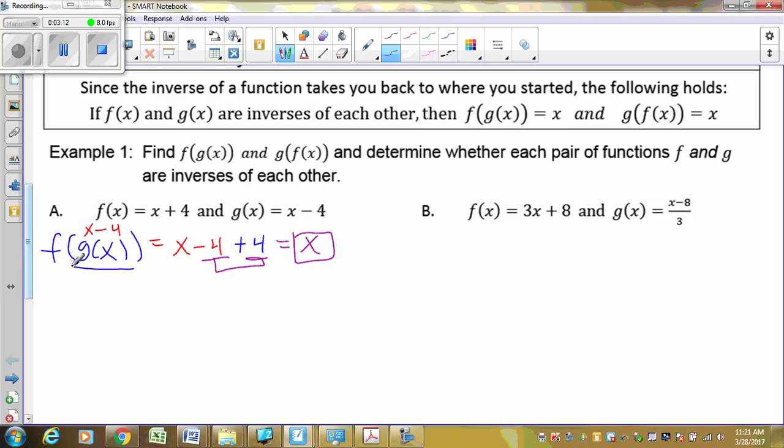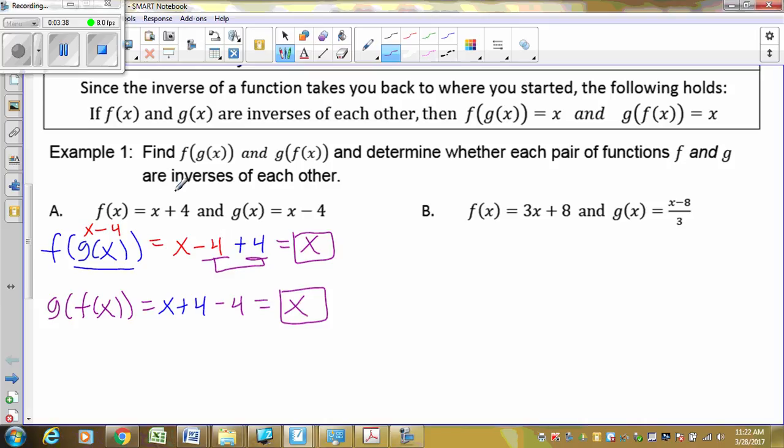We'll go ahead and do the other, evaluate g of f of x just to make sure. So this time we're going to take the f function and substitute it into the g function. We're going to take x plus 4 and sub it into g of x. So then we still have that minus 4 right there. And then once again, it simplifies down to x.